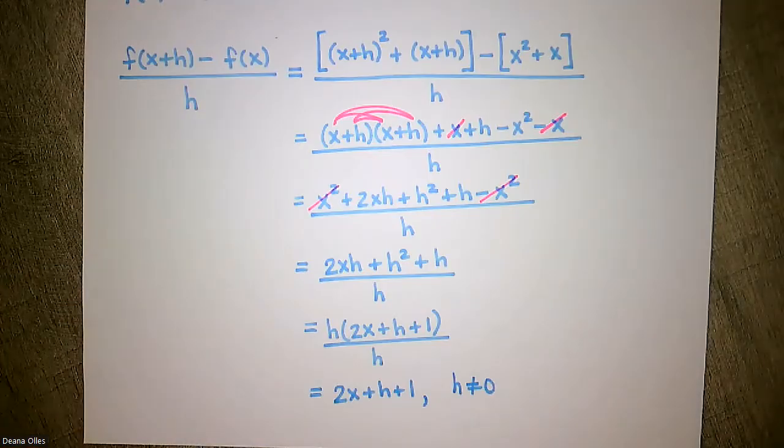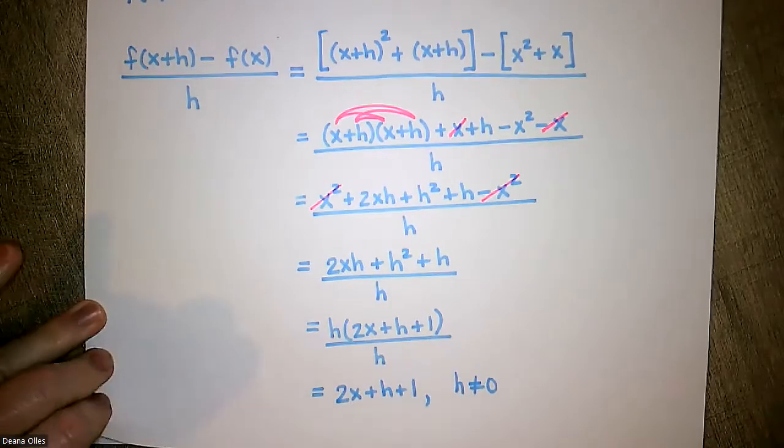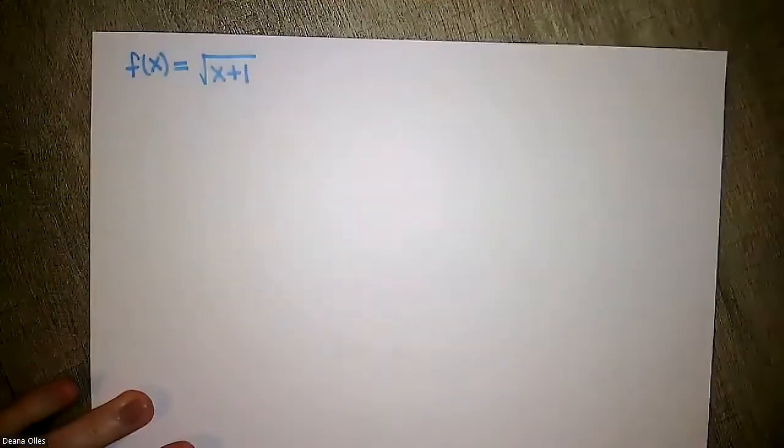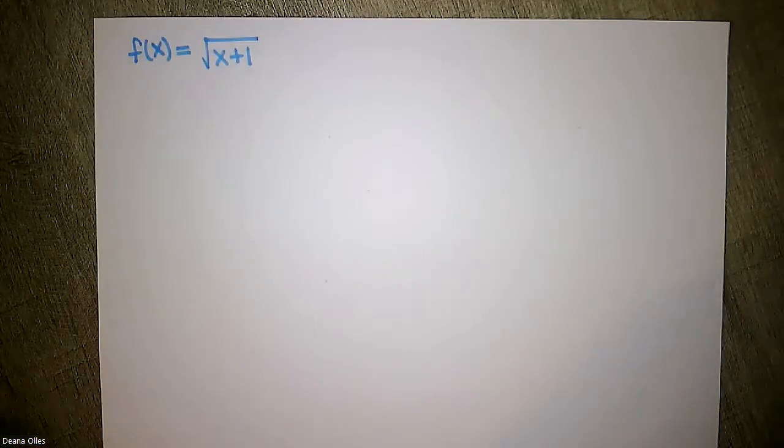So that's our cleaned up version of the difference quotient for h not equal to 0. All right. So let's go ahead and look at another example. This one's going to be a root function, nothing we can't handle. Let's go ahead and rewrite our difference quotient.